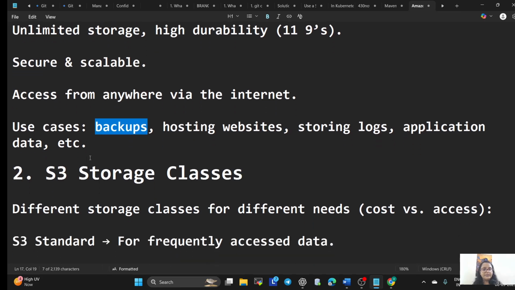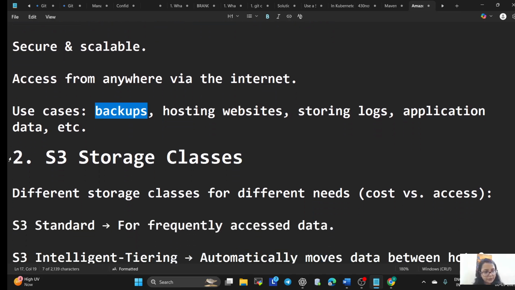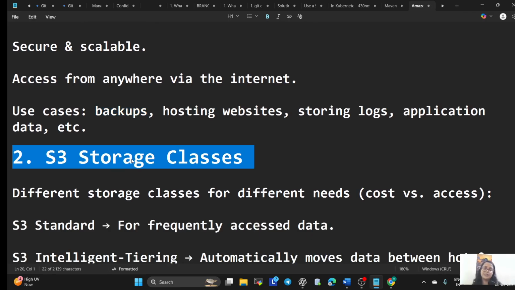Now, the second thing which I have to cover today itself, that is S3 storage classes. Because in S3 also we have too many storage classes. So we'll discuss them all one by one, and we'll discuss what is the benefit and what is the disadvantage.